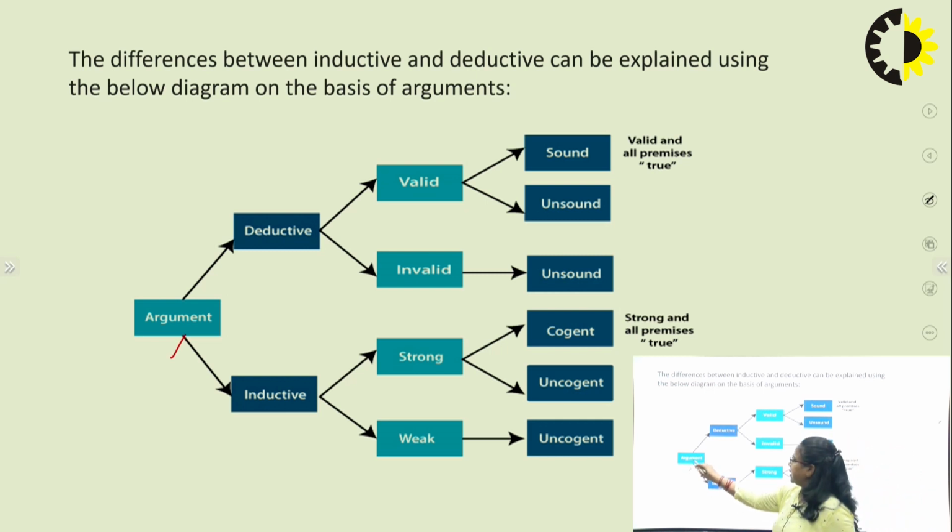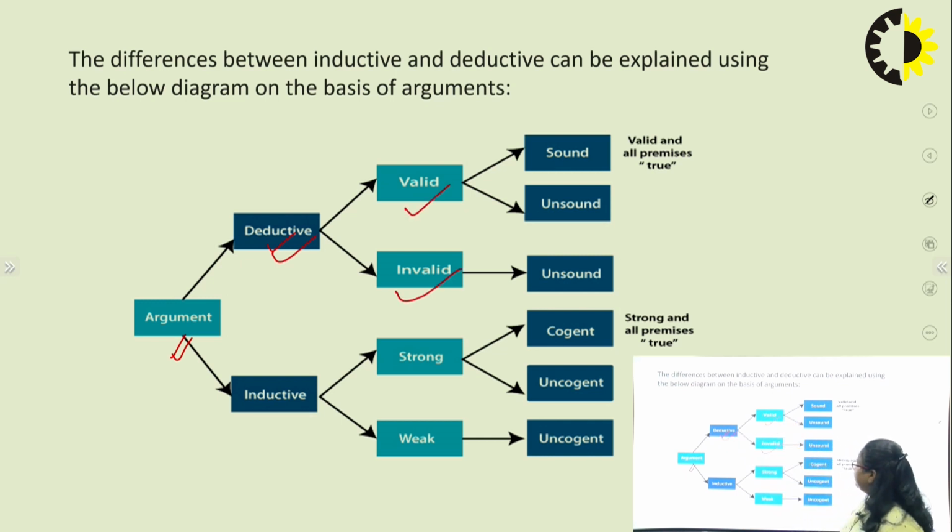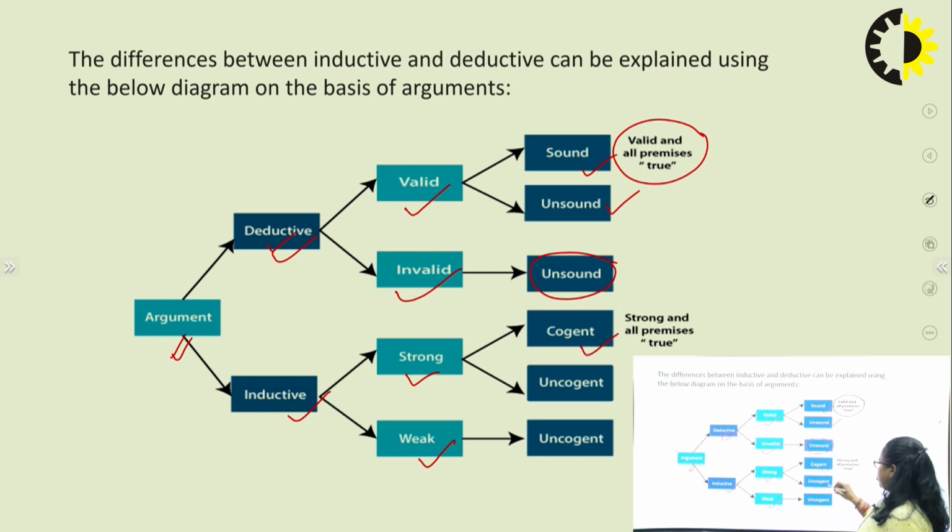Suppose we have an argument. If I am talking about deductive reasoning, it generates 2 types of condition, valid or invalid. Invalid is unsound, and valid is sound or unsound both, because all the premises should be true. Similarly in inductive reasoning, we give 2 types of outputs, strong or weak. If it is strong, we have cogent and uncogent, and in the case of weak, it is an uncogent output, right?